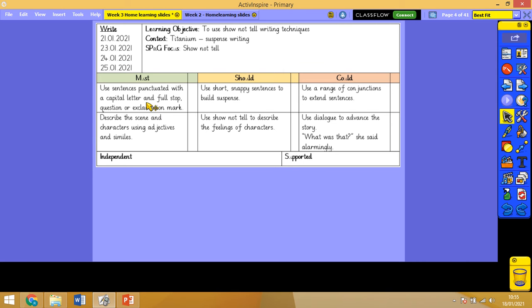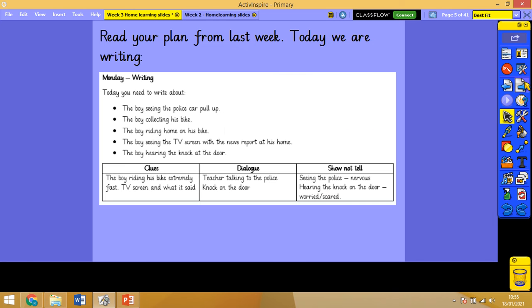So same thing, we must make sure our sentences are punctuated with capital letters and punctuation marks like full stops, question or exclamation marks at the end. And we need to describe the scene and the characters using adjectives and similes. Short, snappy sentences to build suspense. Show and not tell to describe the feelings of characters, are things that we should be doing. And we could be using a range of conjunctions to extend our sentences and using dialogue to advance the story here and there.